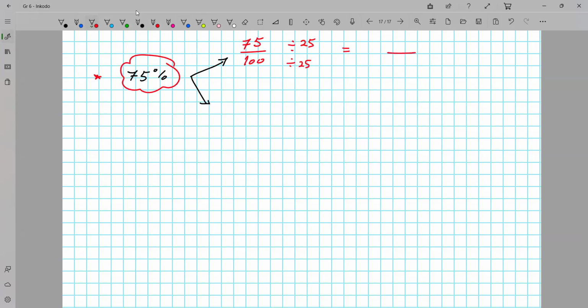So 75 divided by 25 equals 3. 100 divided by 25 equals 4. So it's 3/4. Memorize that 75% equals 3/4, or 3/4 is 75%. What about the different form?